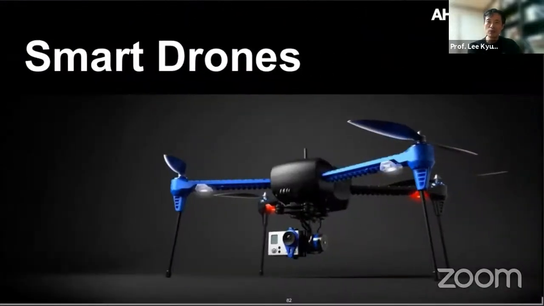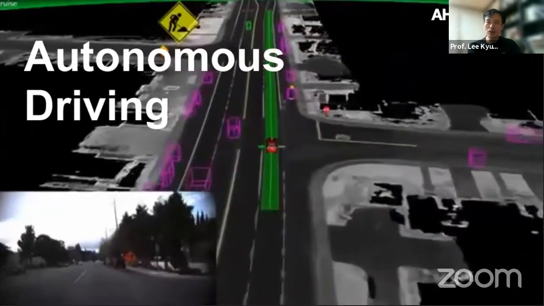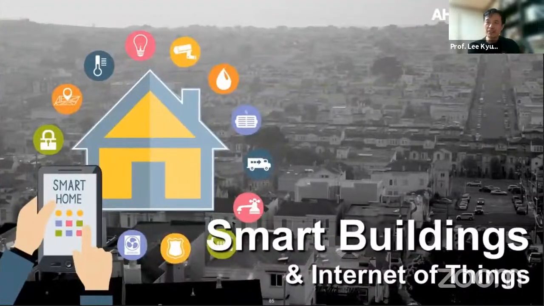AI can be used in many ways. We can use AI for smart drones. We can also use AI for autonomous driving. My car is a Hyundai Genesis, and it has autonomous driving functions. It is very convenient when I drive, especially on the highway. We are using smart buildings technology, one of the IoT. We can control our home condition by smartphone from outside.